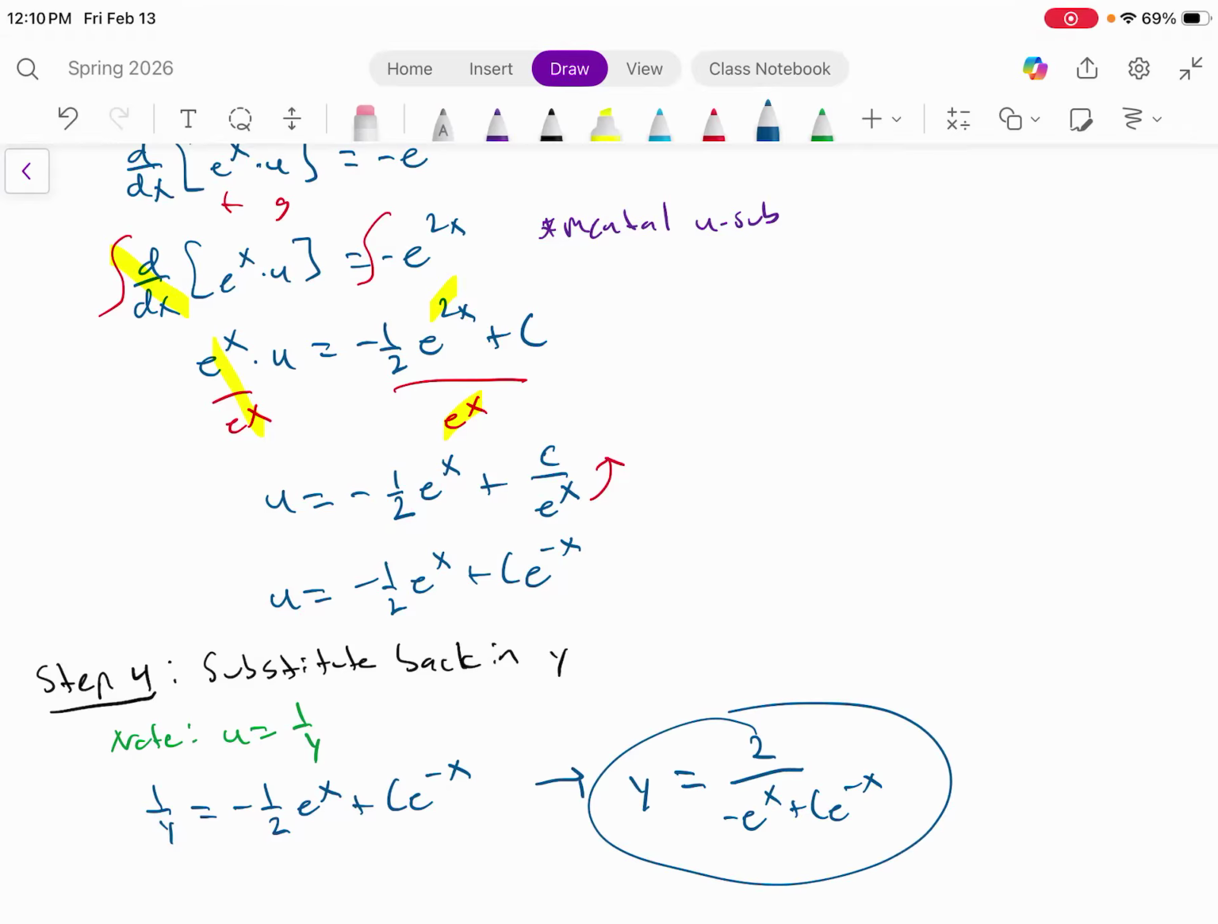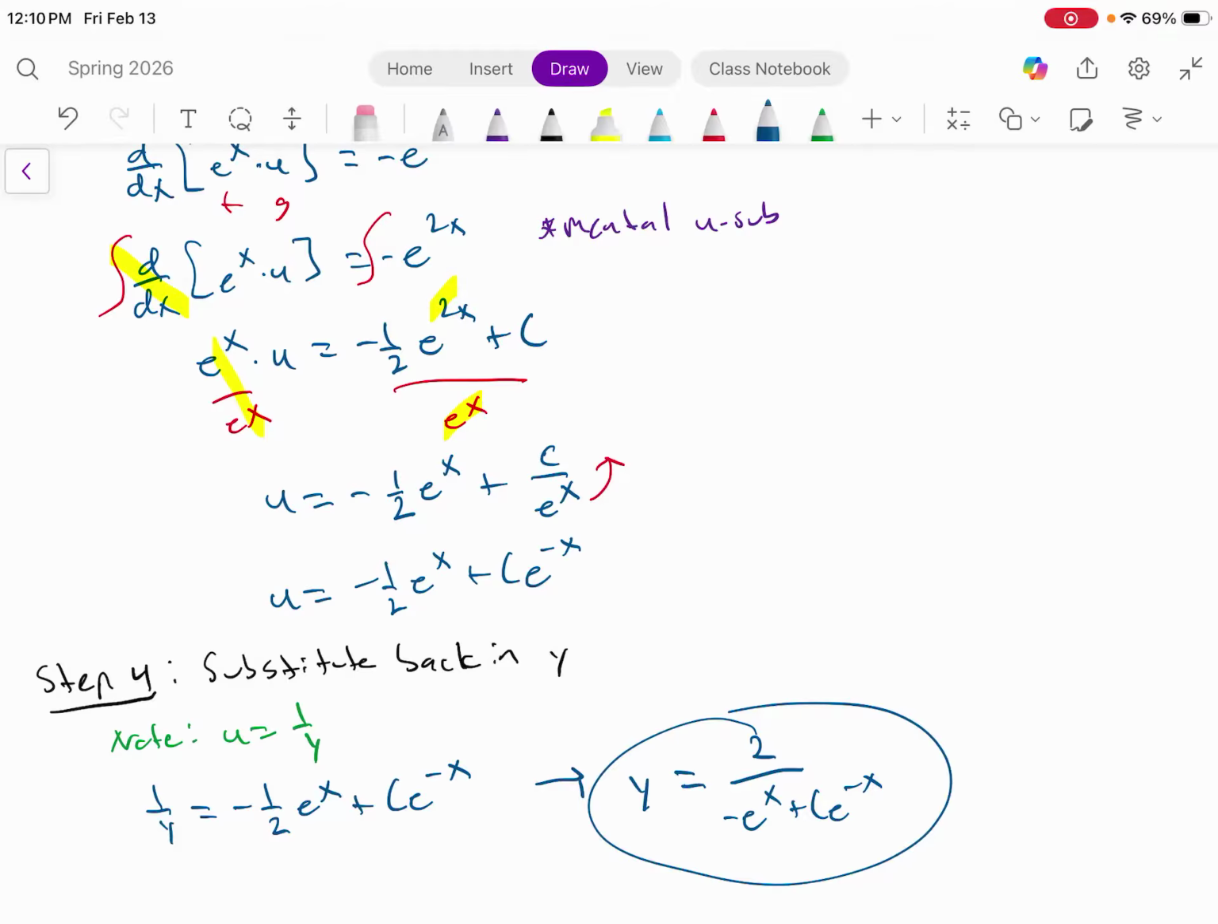Okay, so no domain issues with interval of solution because we have exponents in the denominator and they could never be zero. So no interval of solution issues here. But that's it for this problem. We solved the differential equation using substitution.